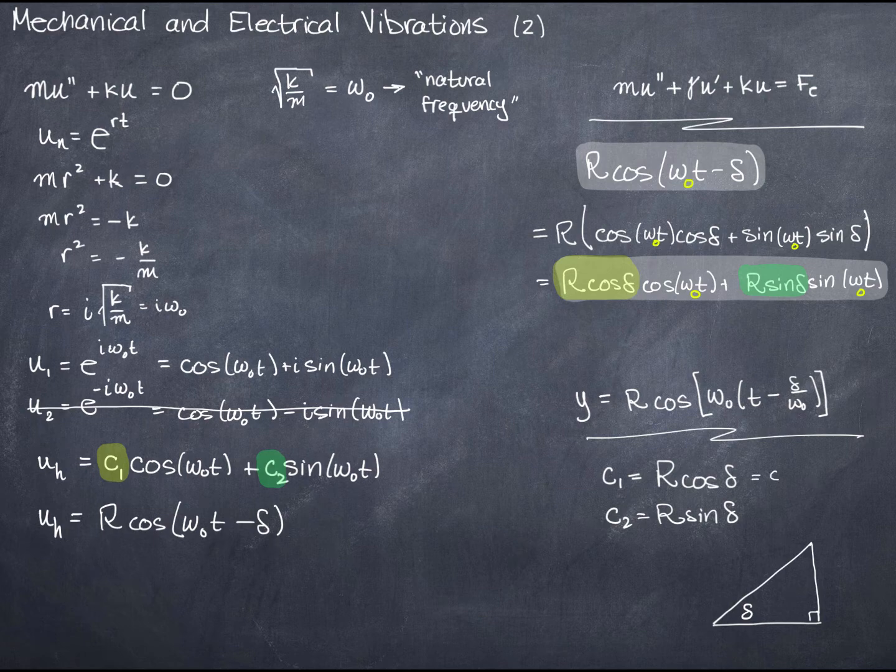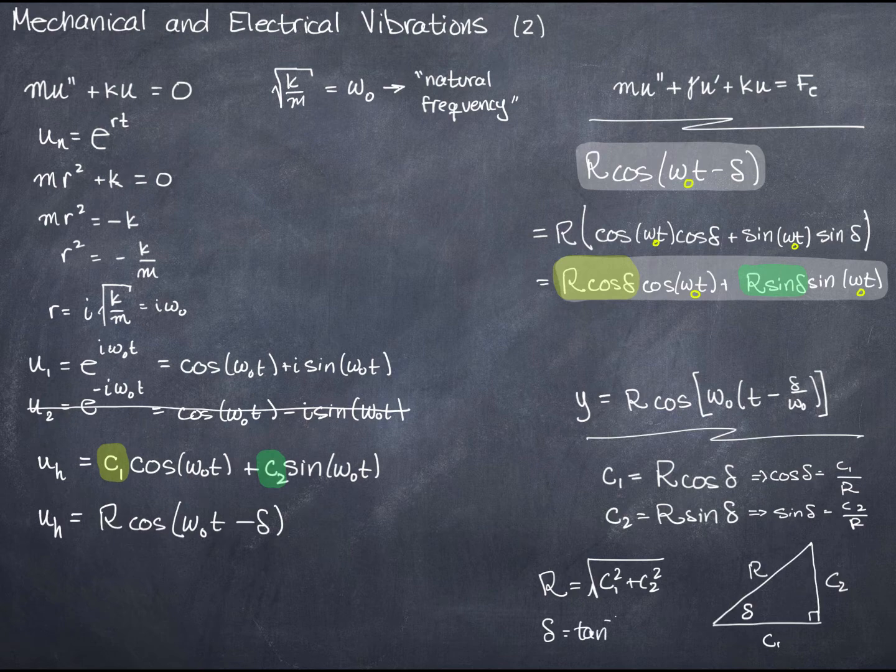I've got the cosine of delta is equal to, this implies, C1 over r, and this implies that the sine of delta is C2 over r. And so that makes r my hypotenuse, C2 my opposite, and C1 my adjacent. So it all comes together, it all ties together. This also tells us that I can write r as the square root of C1 squared plus C2 squared. And I can think of delta as the arctangent of C2 over C1.